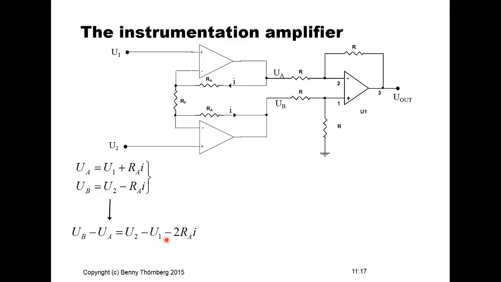So we need to have an additional expression for I, and this we can develop from the fact that the potential on these terminals, this terminal and this terminal, must be equal to U1 and U2, since the voltage drop over the inputs to the operational amplifiers are equal to 0. This allows us to define the current I equal to U1 minus U2 divided by this resistance RF.